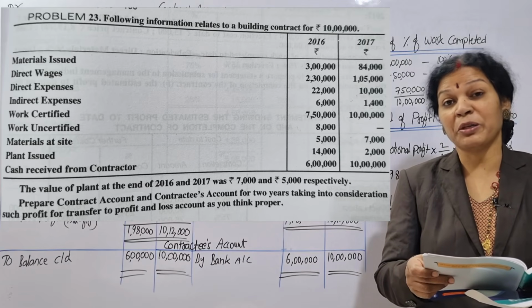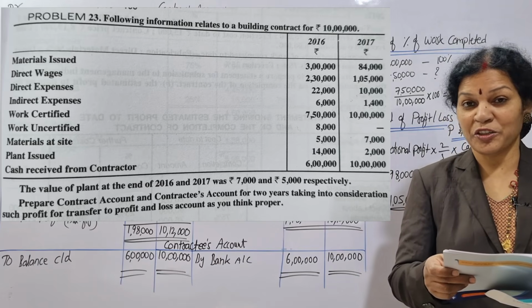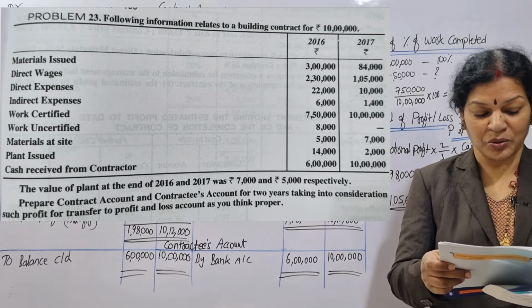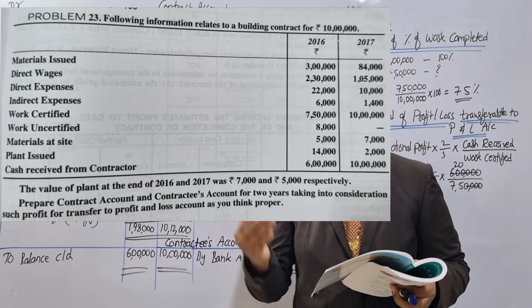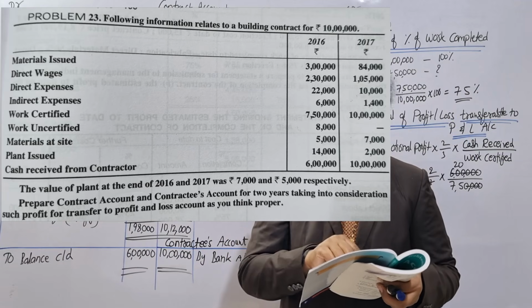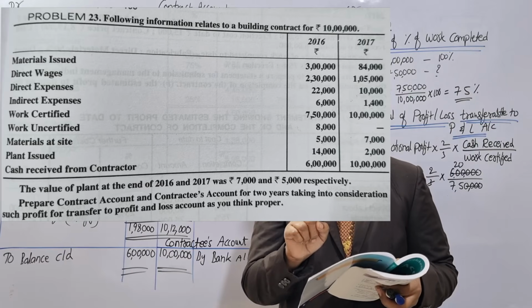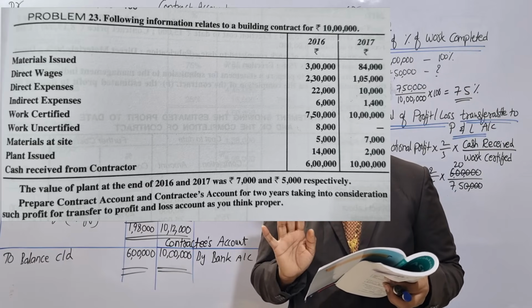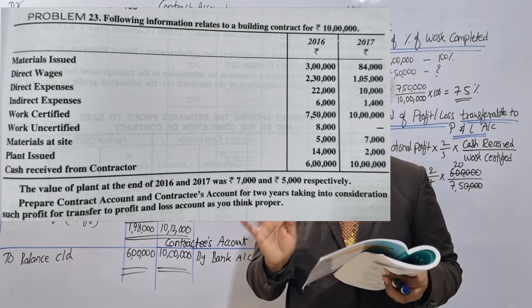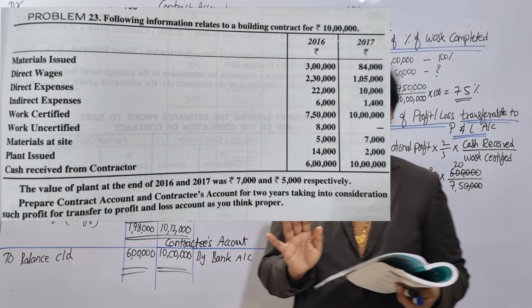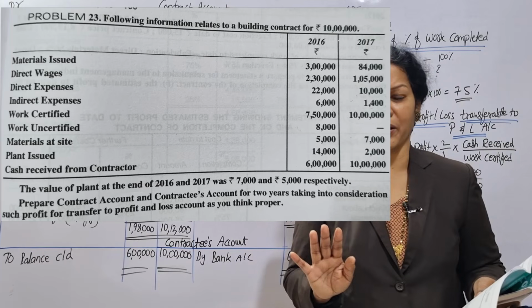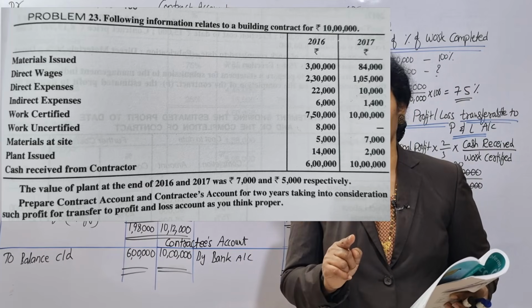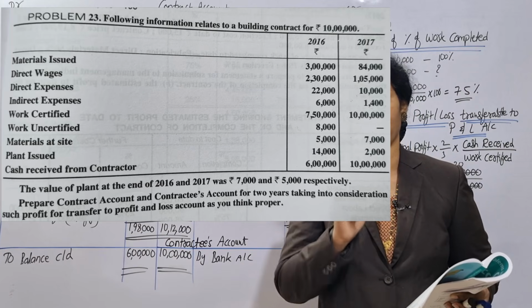Opening material is given at the top, material issued at the beginning, that was opening. Now this is closing. Plant issued is right from the beginning. This is the only one amount we are finding, so we'll write it on the debit side of the contract account. 14,000 and 2,000. Next, cash received from contractor. This we won't write in the contract account. This will be useful while calculating the profit or loss.